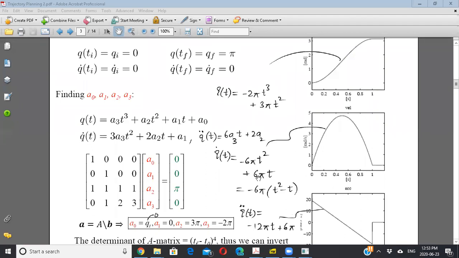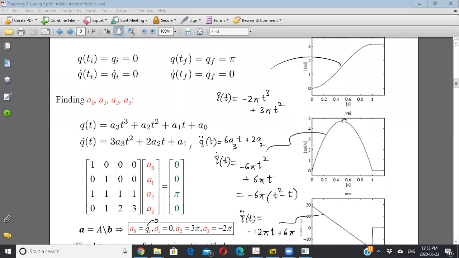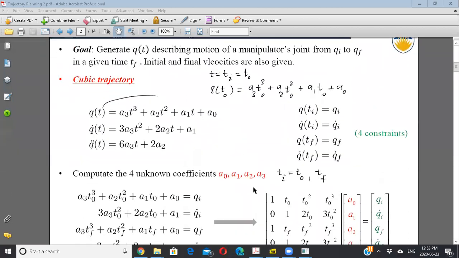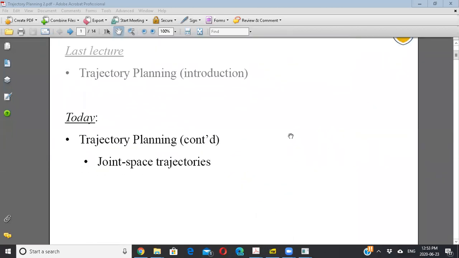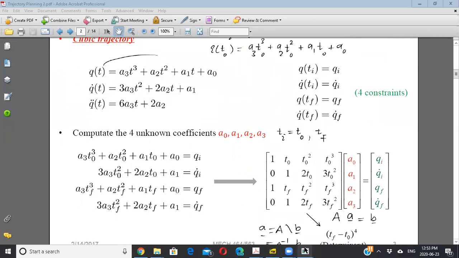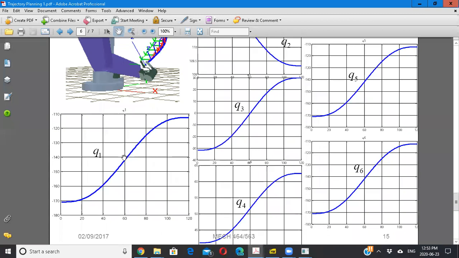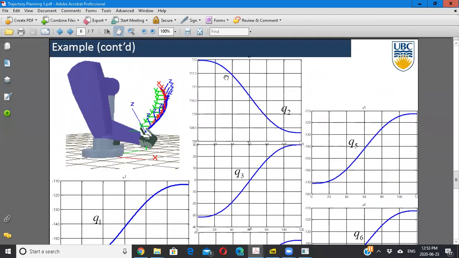So now you see what purpose these equations serve. You can find what should be the maximum velocity of the joint in order to achieve this motion. Okay. So this is exactly how this motion was generated in the previous example. Similarly, you may be asked to do this one.